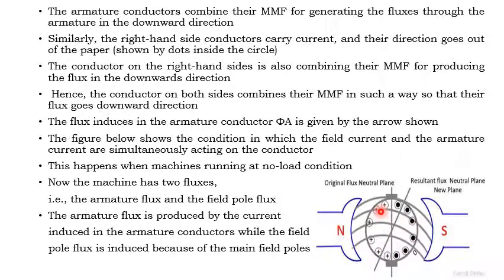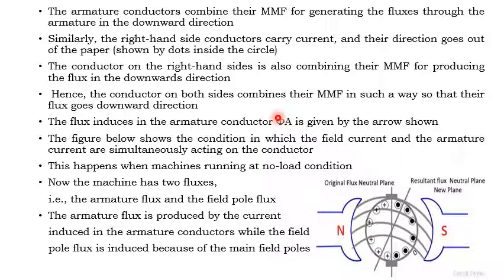Before this, two conditions were considered. The first condition is that only the field poles are carrying currents and there is no current through the armature conductor. In the second case, only the armature conductor carries a current, and there is no current carried by the main field pole conductors.